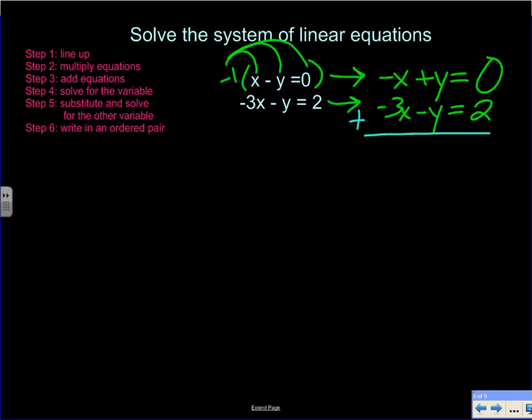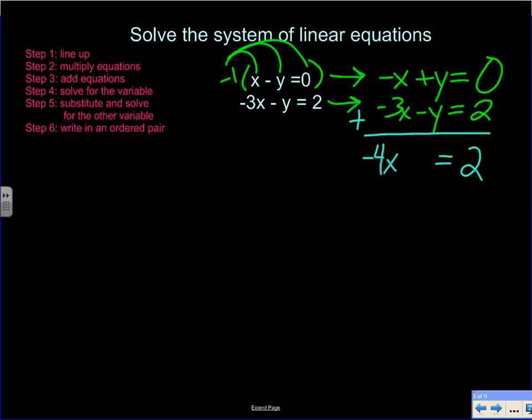-x plus -3x. Well, they both have negative signs, so it's going to be a -4x. Add those numbers together and keep the sign of the number that has the larger absolute value, which is negative. Positive 1y plus negative 1y will leave us with 0y, so we're not going to write anything there because 0y is 0. And this is equal to 0 plus 2 is a 2.